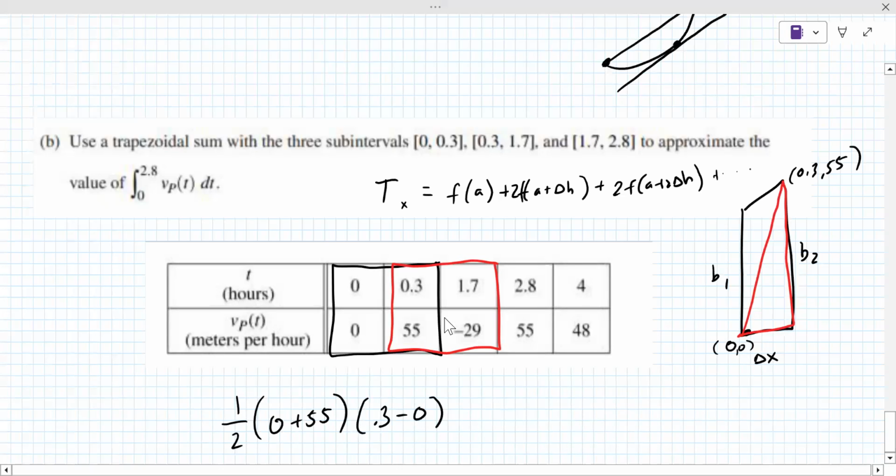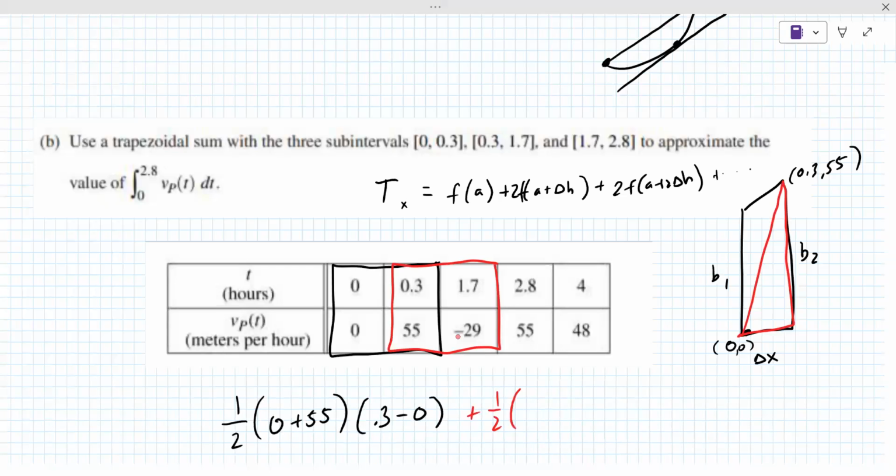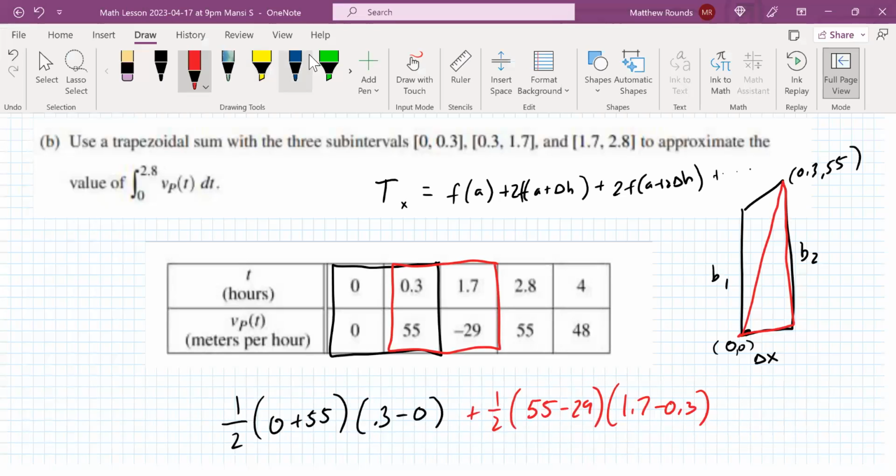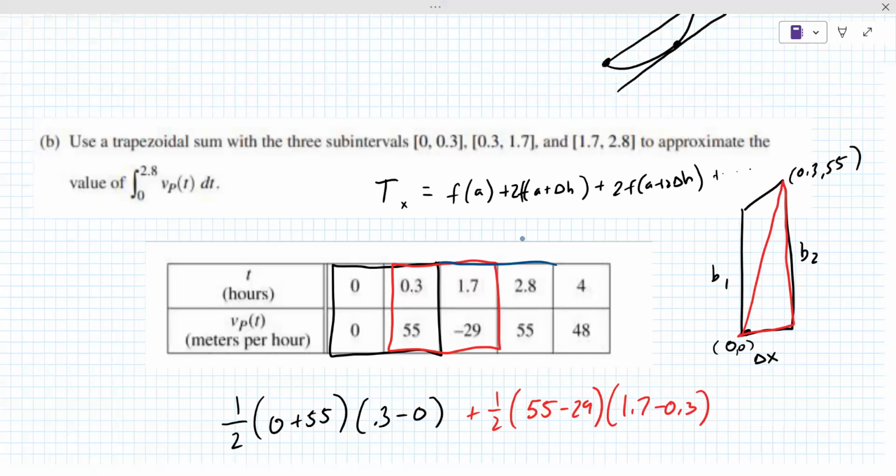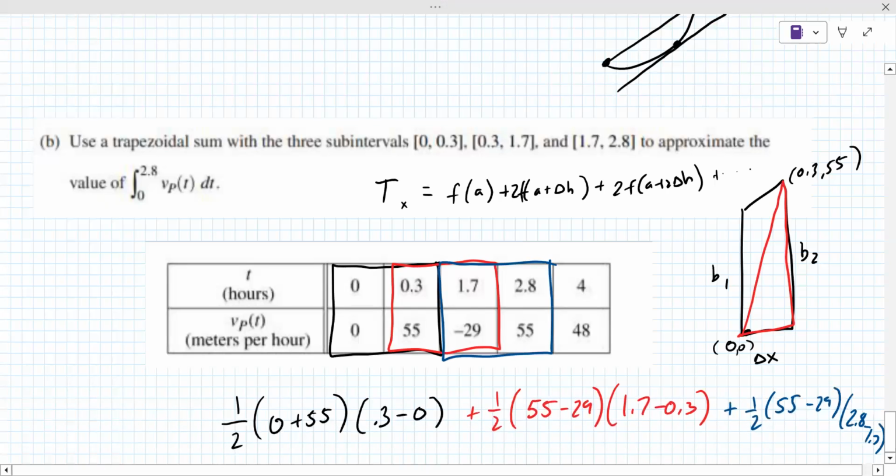For the next one, the y values are the bases, so it's the average of those times the width, 1.7 minus 0.3. And then you do the same thing for the last one: it's half of 55 plus 29, times 2.8 minus 1.7.